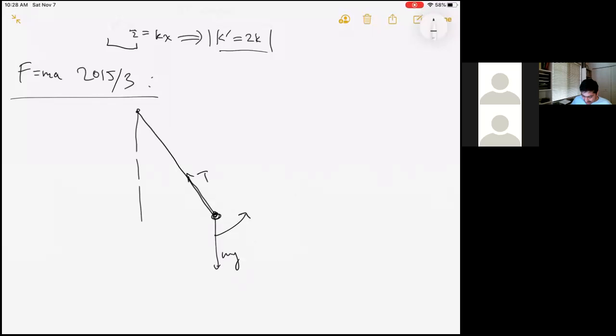So what's going to happen is, first of all, if we split into components in this direction and in this direction, let me call this y and call this x, it'll have a positive x component.